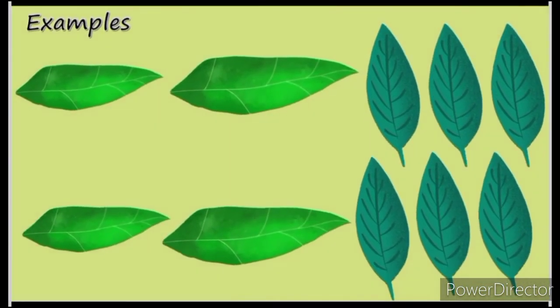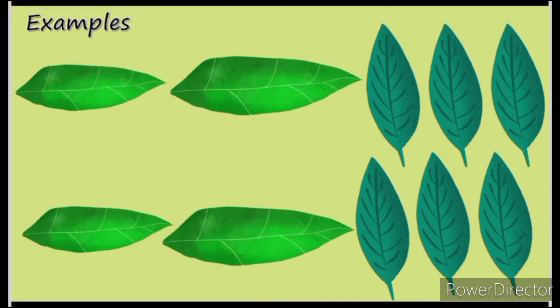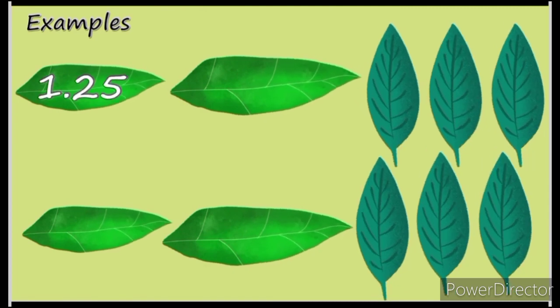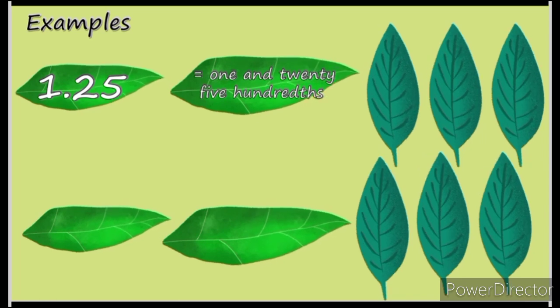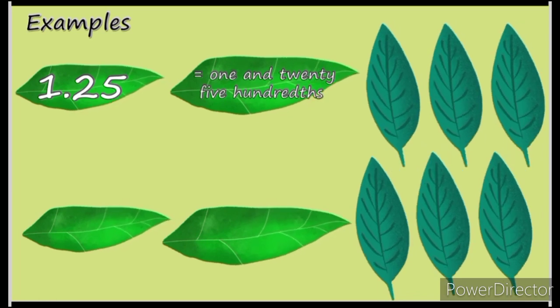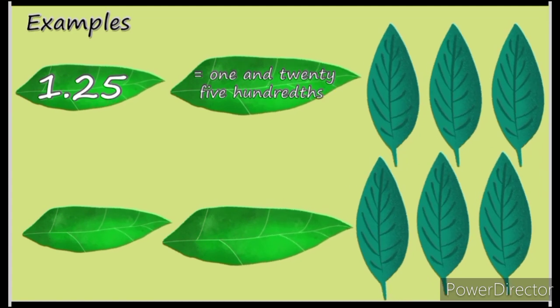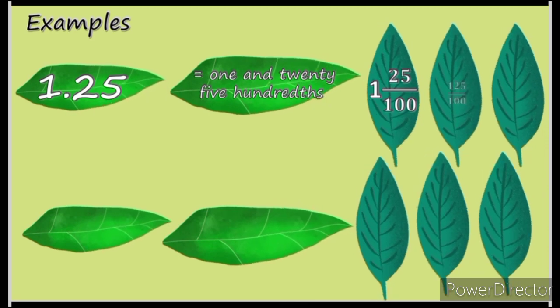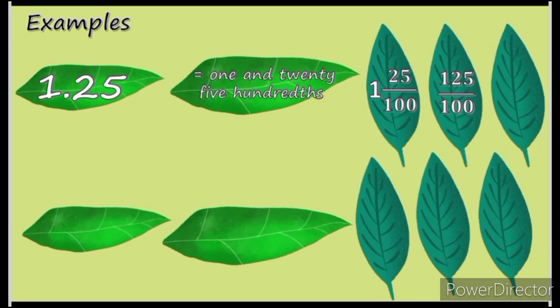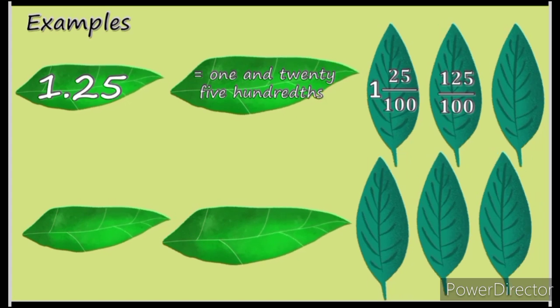Now look at these examples. 1.25 reads as 1 and 25 hundredths. And in fractional form, it is 1 and 25 over 100, 125 over 100, and 5 over 4.